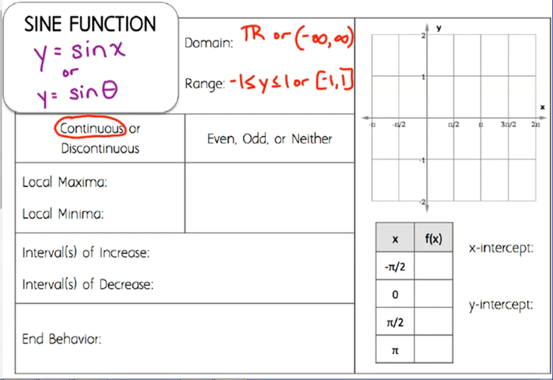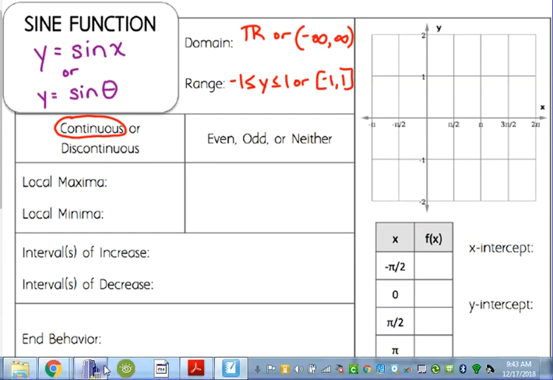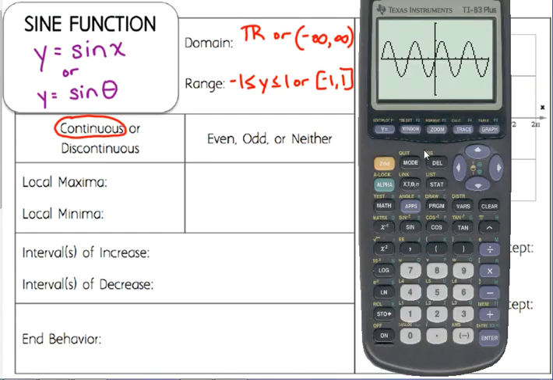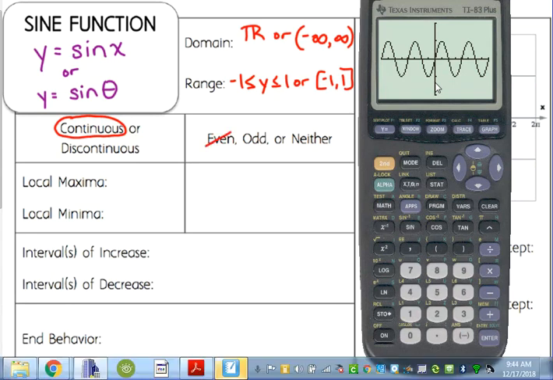Now, the next one, even, odd, or neither. I think we talked a little bit about even, odd, and neither, but what it means is there's some symmetry going on here. Even functions are symmetric about the y-axis, so the y-axis cuts it in half. So if I folded this graph over the y-axis, would I get the exact same graph on the left side? No. Not quite, okay? It's similar, but it's not exactly the same. So it's not even.